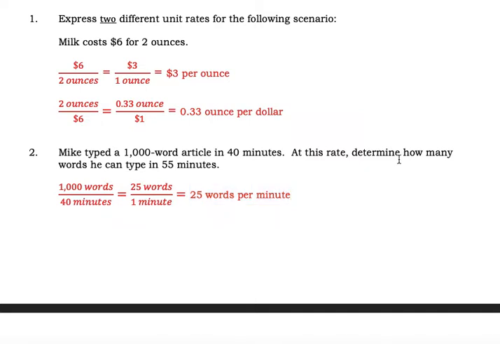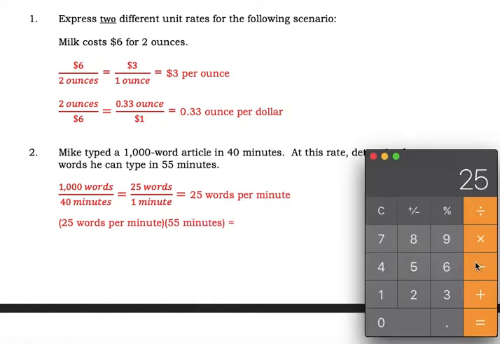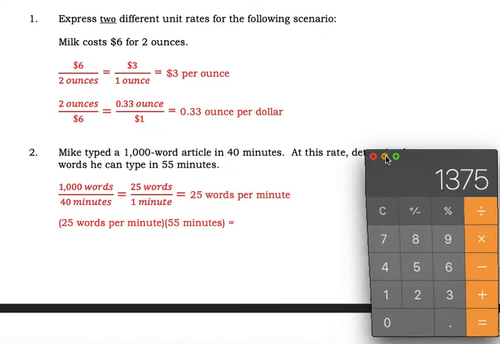So now I'm not done, because I need to use this unit rate to determine how much he can complete in 55 minutes. And the next step is just to multiply. If he can complete 25 words every single minute, to determine how much he can write in 55 minutes, you would just multiply. So 25 words per minute times 55 minutes. Using your calculator, 25 times 55, 1,375.